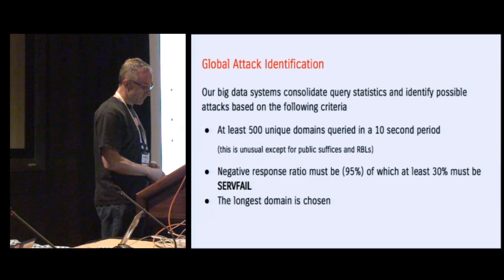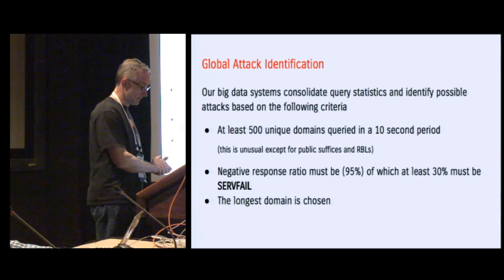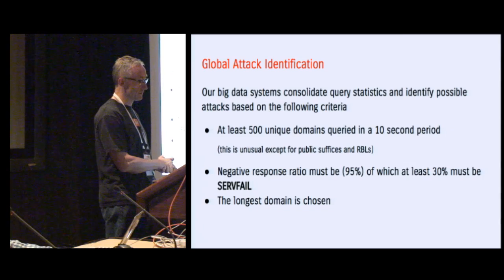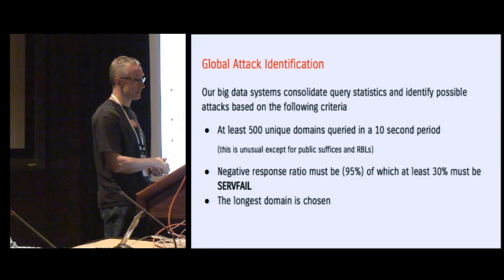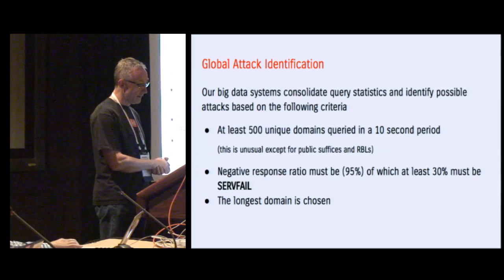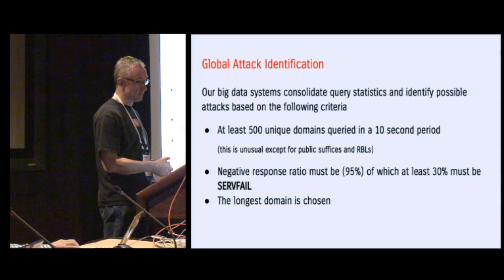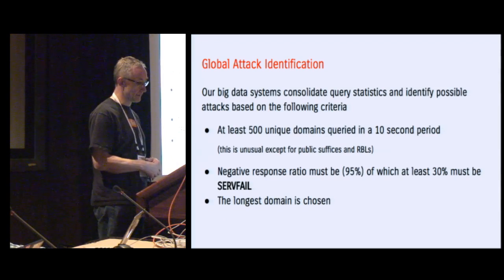The random label attack needs a little bit of a step back. So in order to identify a random label attack, what we're currently doing is we're leaving it up to our big data systems to be able to correlate the data and tell the resolvers when there's a random label attack going on. Our big data system gets query logs from all of the resolvers. They all feed into the big data system.